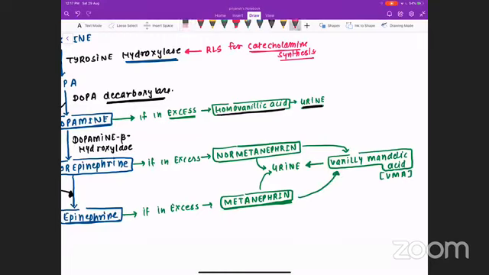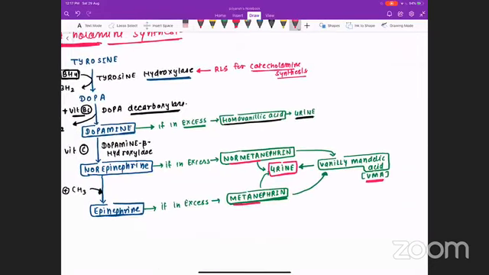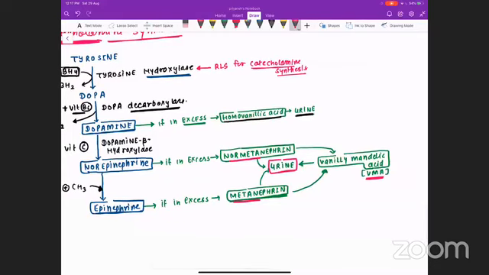So the point is, if there is an excess amount of norepinephrine or epinephrine, there can be three molecules which can be coming in the urine: normetanephrine, metanephrine, and the VMA. These are the three molecules that can come in the urine if there is an excess amount of norepinephrine or epinephrine in the body. There is a condition where we have an excess amount of norepinephrine and epinephrine in the body with the name of pheochromocytoma.